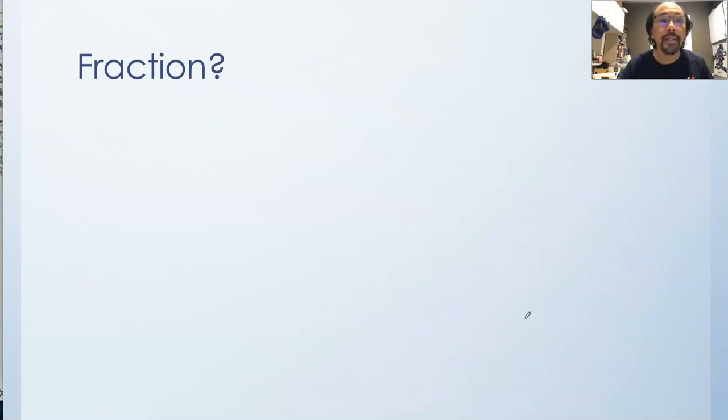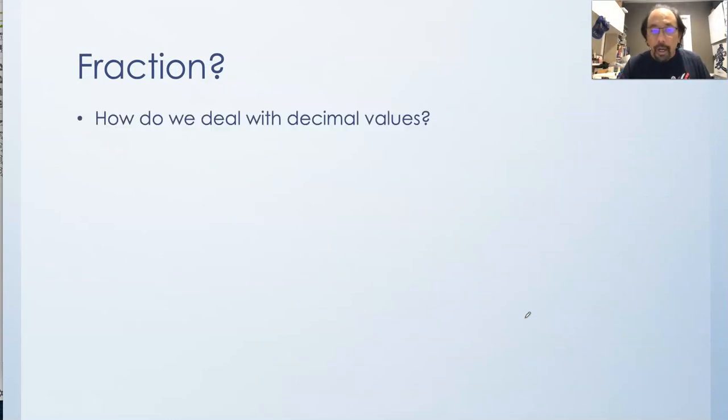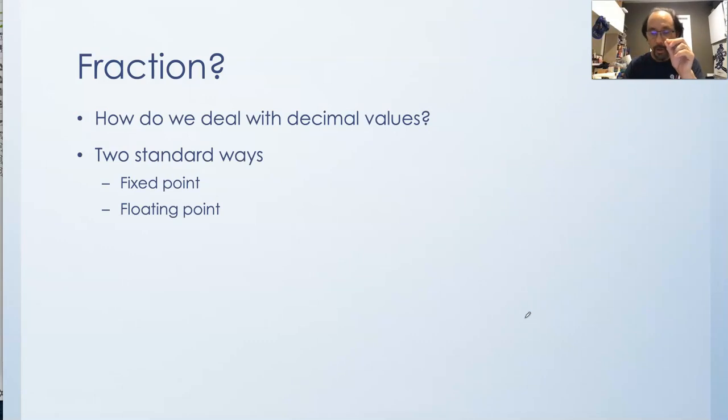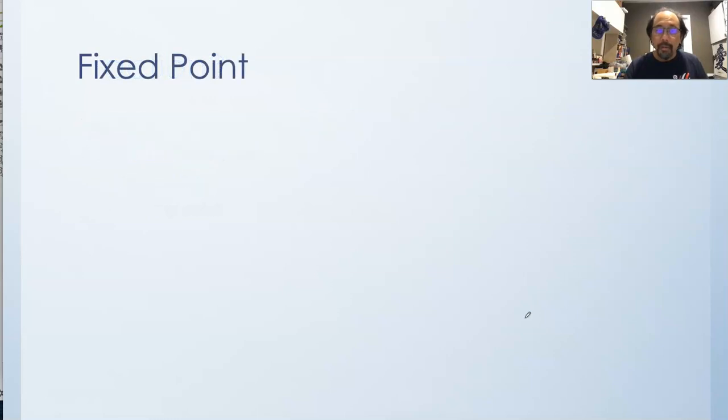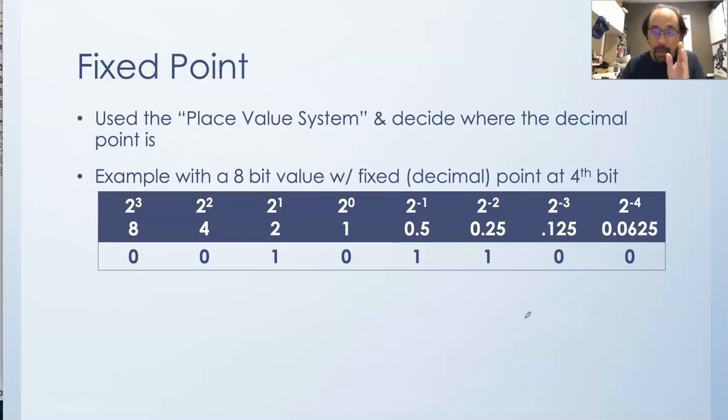All right, how do we deal with fractions? There are two ways to deal with fractions. One is what's called fixed point, and the other is called floating point. In fixed point, we are fixing the decimal point in a particular place, a place that we have specified. So for example, I could have an 8-bit value, and I could choose to say my decimal point will be right in the middle. And we use the place value system to redefine the meaning of these bits.